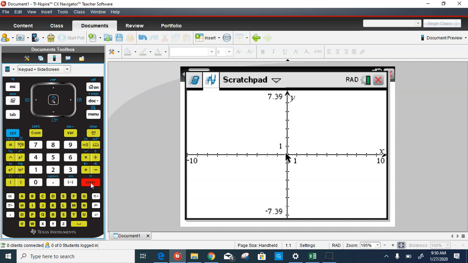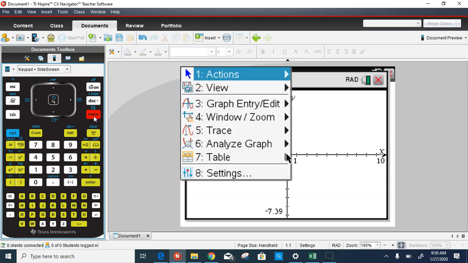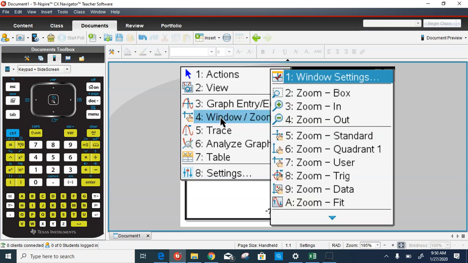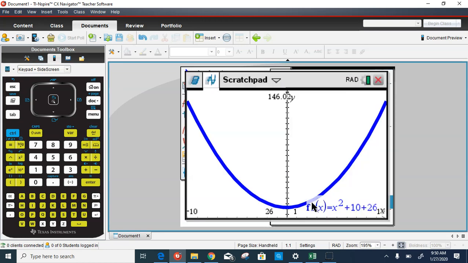Press enter, and I don't see my graph. Oh no, something's wrong. Actually, no, nothing's wrong. The matter of fact is the graph is out of the window view. So let's go ahead and go to menu. Let's go to zoom, and I'm going to pick zoom fit. This will always make the graph fit no matter where it's at. So here's my big graph right here.